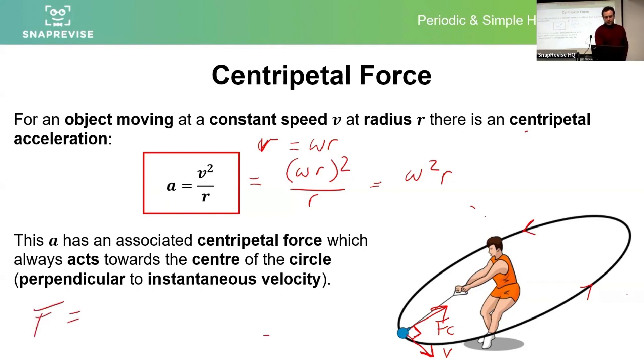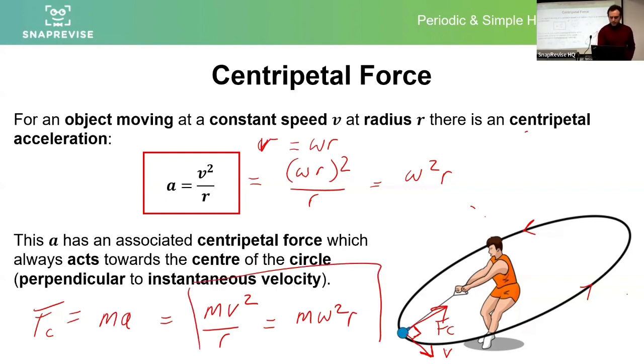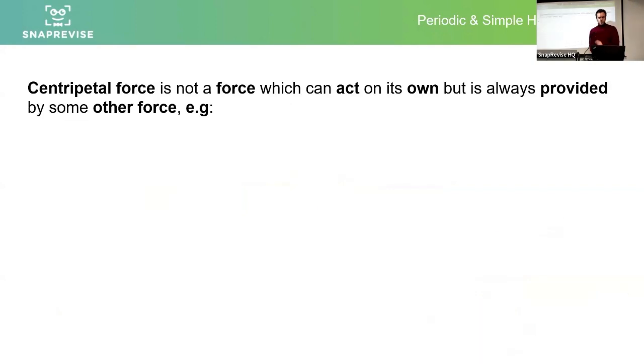Okie dokie, F equals ma, and so this centripetal force, Fc, is mv squared over r, or m omega squared r. Okay, and again, those expressions are also worth remembering. As soon as you see a circular motion question, you can say, I know what the force is. It's mv squared over r.